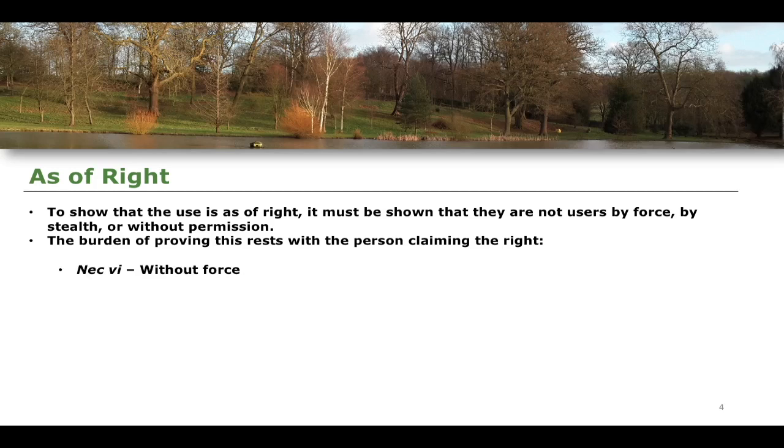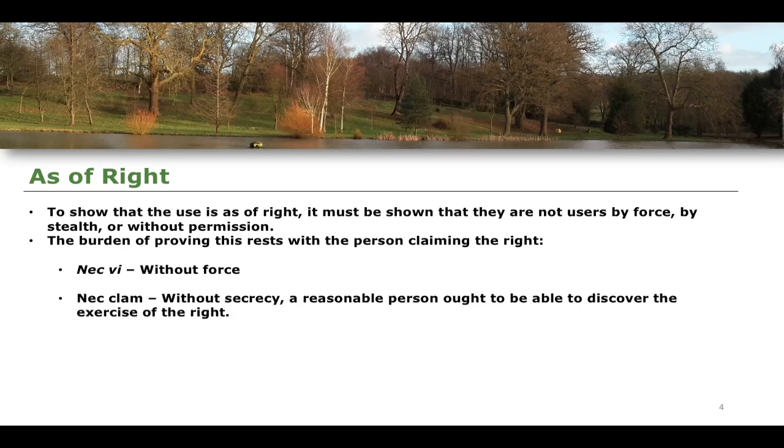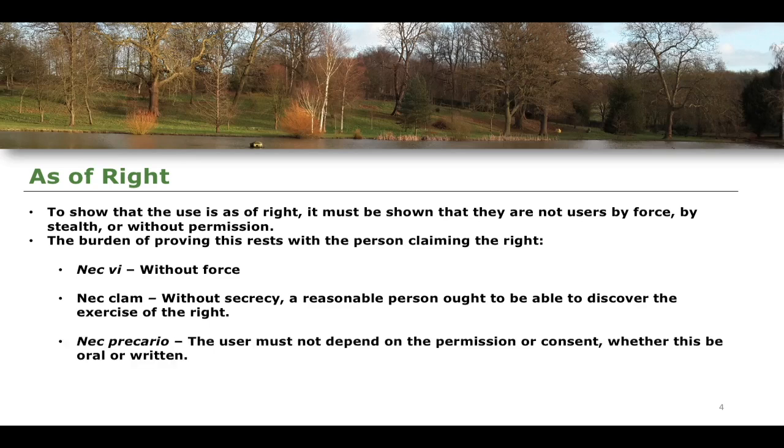So you have to prove that you are acting without force, and without secrecy. Here, a reasonable person ought to be able to discover the existence and the exercising of that right. That's what we mean by secrecy or stealth. And then finally, the user must not depend on permission or consent, whether oral or written. So these are the three requirements for establishing yourself as of right. We have three nice little Latin phrases to help us along in making this determination.